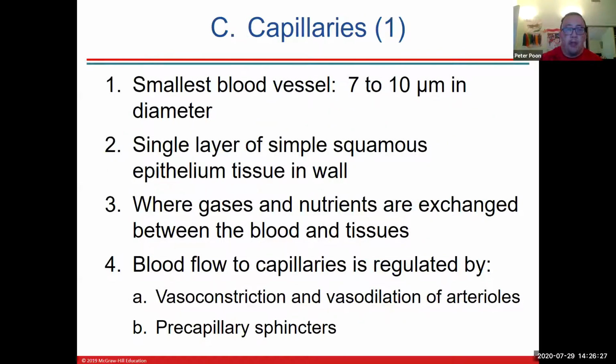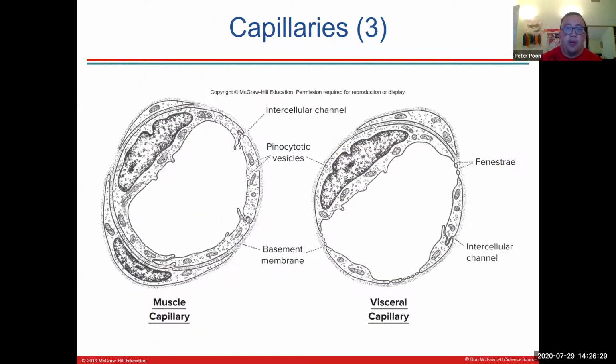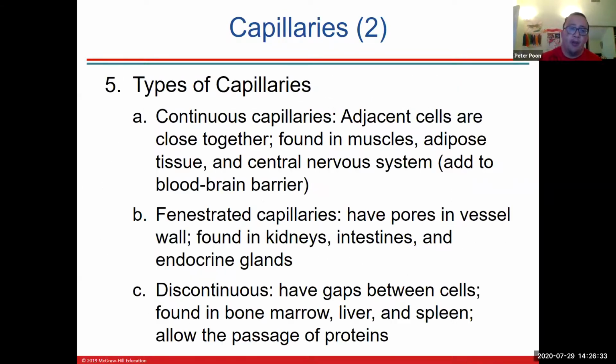So capillaries again, you guys probably already understand. What you should focus on really is the 3 different types of capillaries and what the differences are in what they do.